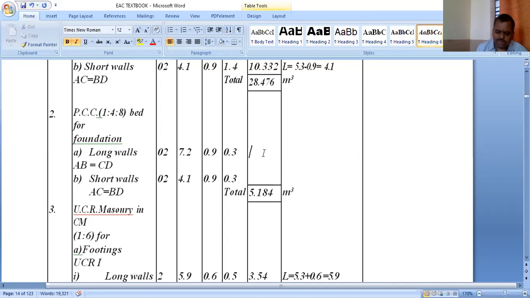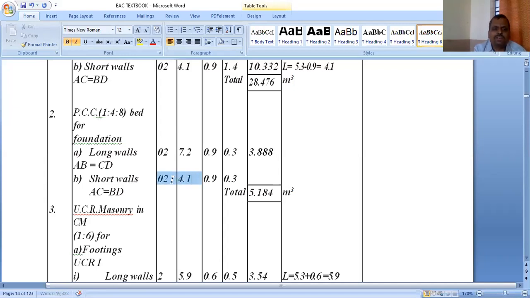So the quantity of the long wall will be length into width into depth. Initially, we have to take the number, which is 2. The length of the long wall is 7.2 meter, so 2 into 7.2. The width of the item is 0.9 meter, whereas the thickness is 0.3 meter. It will be 3.888 cubic meter.